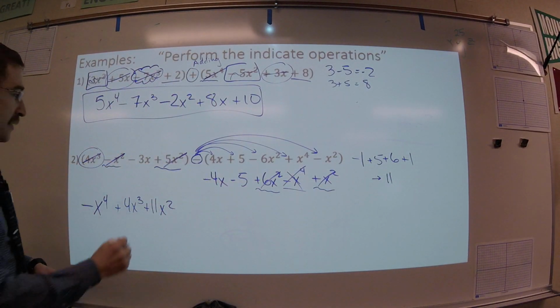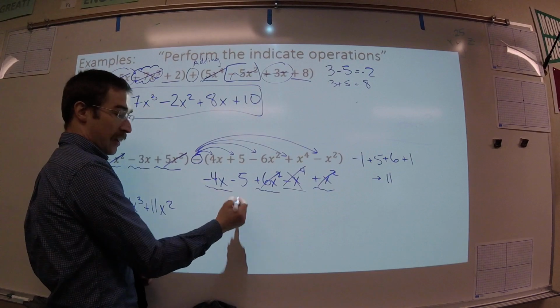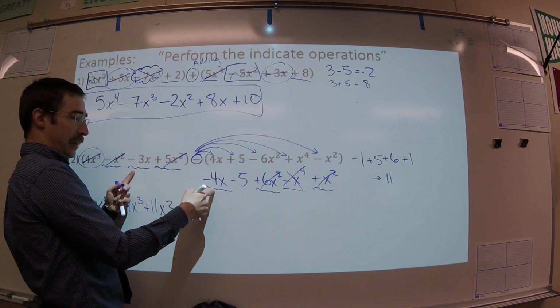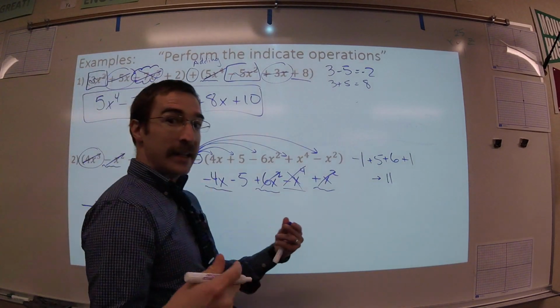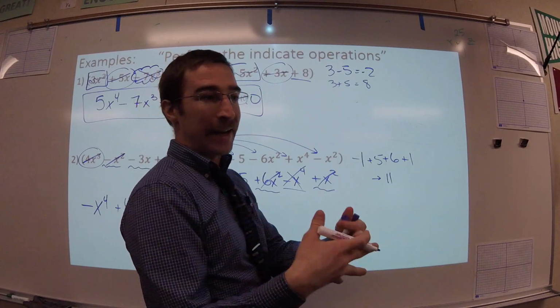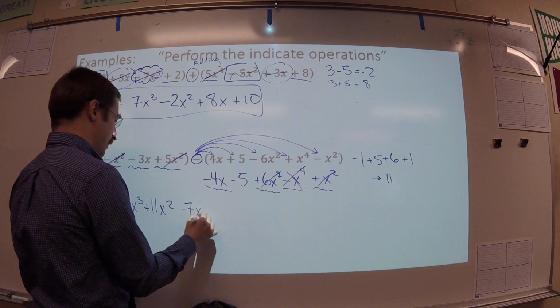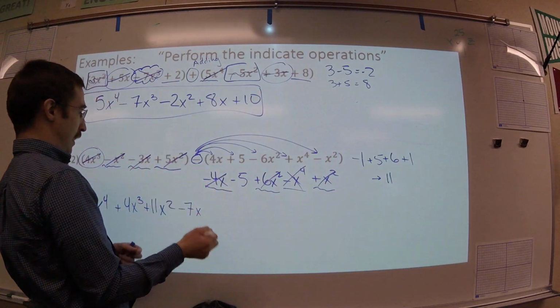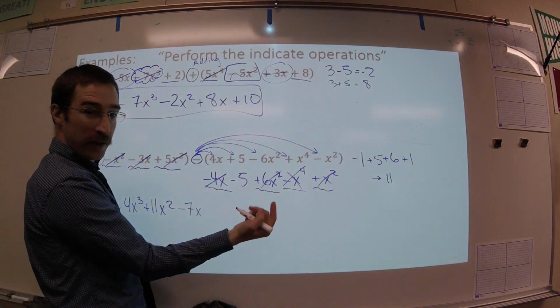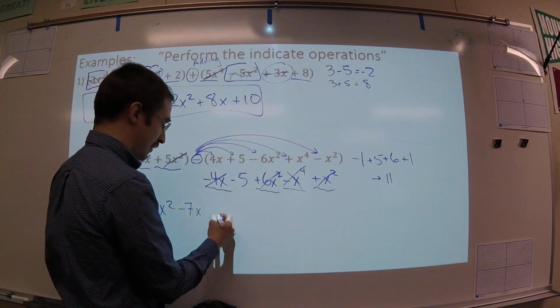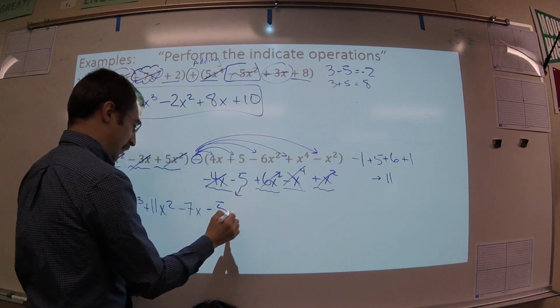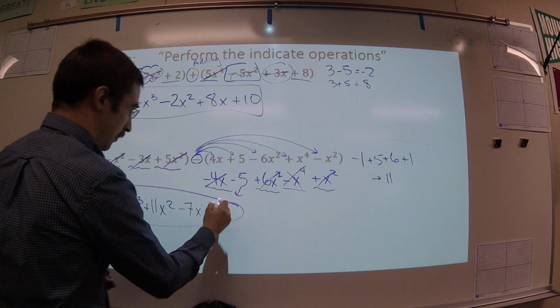Then we look at our x's. We got a minus 3x and a minus 4x. Negative 3 and negative 4 combine to get more negatives. Remember, we're combining. We're not multiplying. So it's minus 7x. And we look through. There's only one constant, one thing without an x. So we just bring that down, minus 5. And that is our final answer.